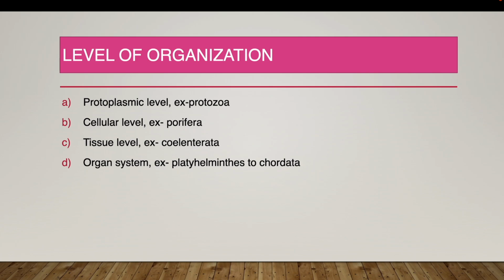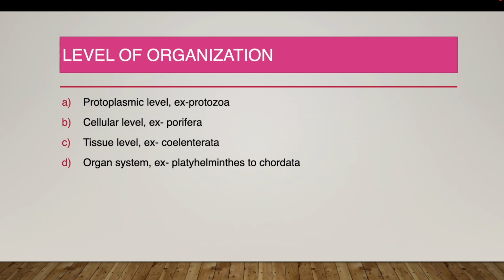In that case, we can take the example of protozoa like amoeba. They don't have multiple cells, only one cell is there, but all the activities can be done by the single cell. This type of organisms come under the organization known as protoplasmic level of organization, because the cell is the basic unit of life, or you can say the structural as well as the functional unit of life. So each organism has a cell, either a single cell or multiple cells.